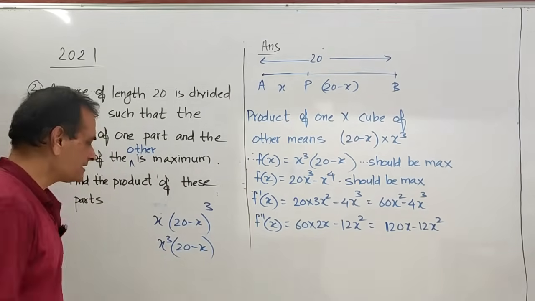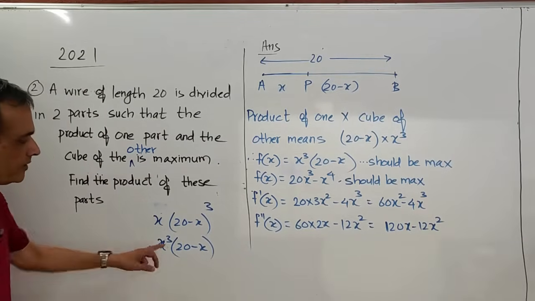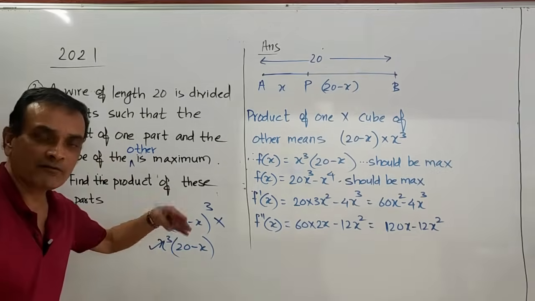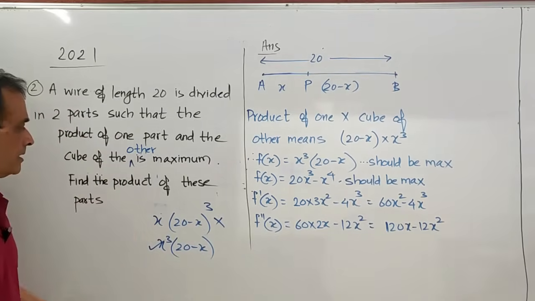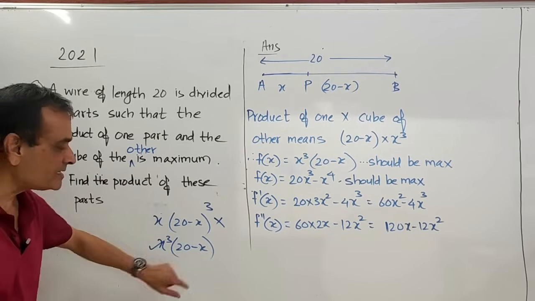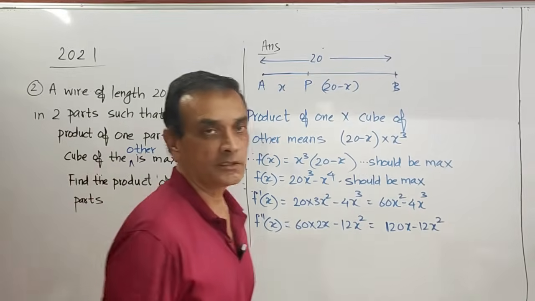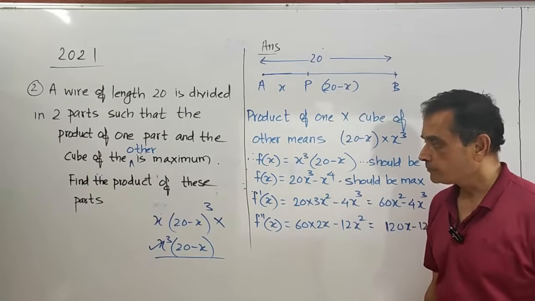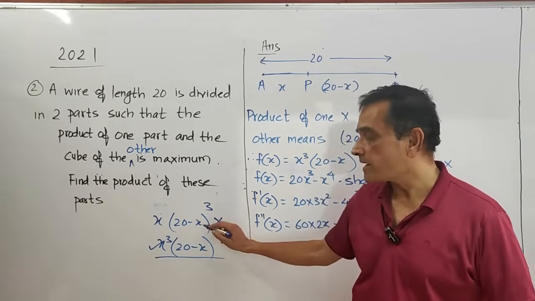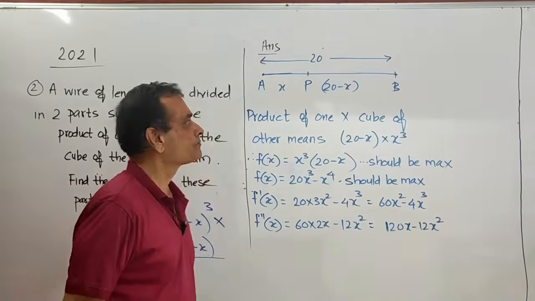No rocket science, this becomes simpler because you don't have to take a minus b bracket cube. This is not wrong, but it will take much longer time. So cube of the smaller part ले लो, x cube into 20 minus x. The product of these two parts should be maximum. That is the given condition. So always take cube of the x. 20 minus x bracket cube अगर लिया तो a minus b bracket cube use करना पड़ेगा.